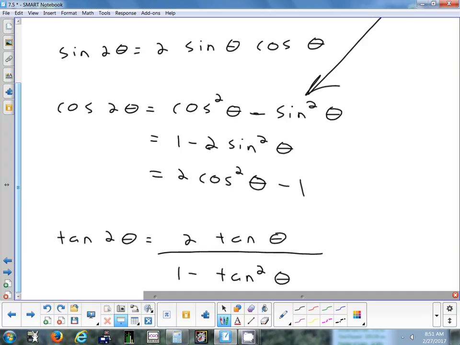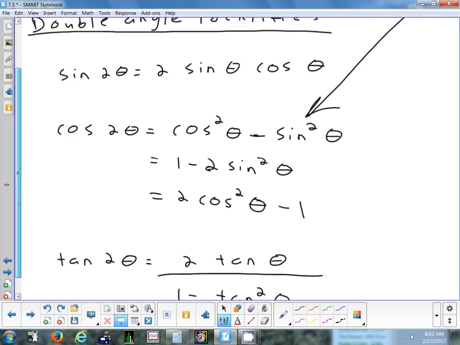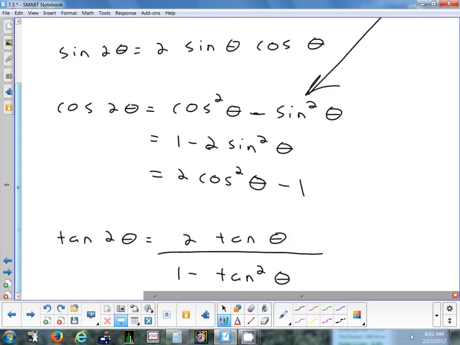And the last one, kind of like with all of them, we don't use the tangent one as much, but I'm giving it to you just because I gave you the sine and the cosine. And these are all called double angle identities.